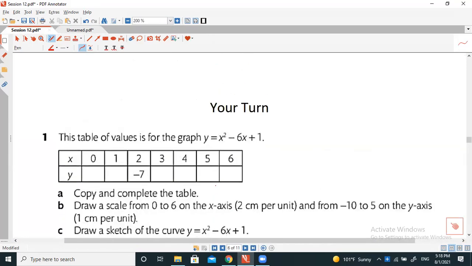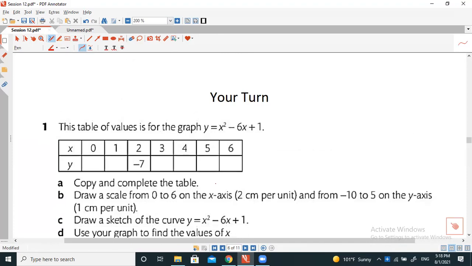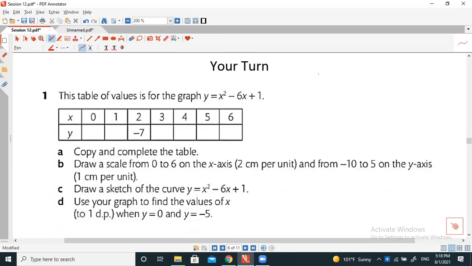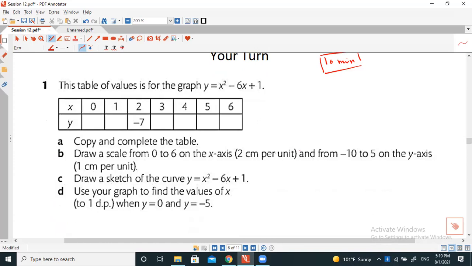Guys, you have this question. Please take about 10 minutes and try to do this one, then send me a picture on WhatsApp. Make the table, graph it, and then draw the sketch, and then find the value of x when y equals 0 and y equals -5.